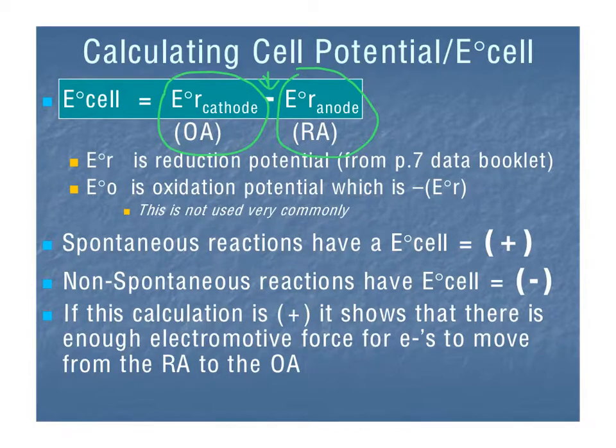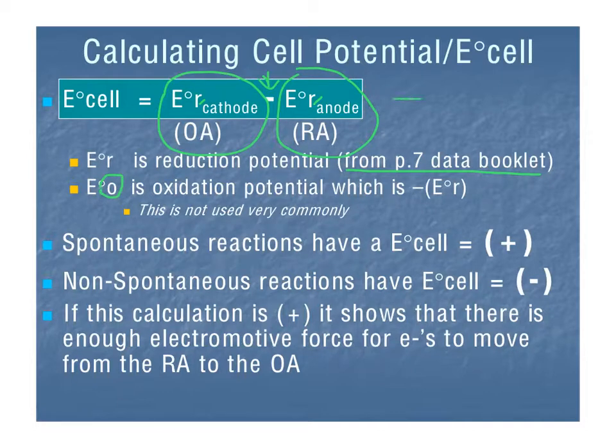Now notice that these are all reduction potentials, noted by the little r, and these are all the values found in your Chemistry 30 data booklet on page 7. Sometimes other textbooks use what's called the oxidation potential, and you'll notice that by the use of little o. We don't use this in Chem 30, but you should be aware that it's out there.